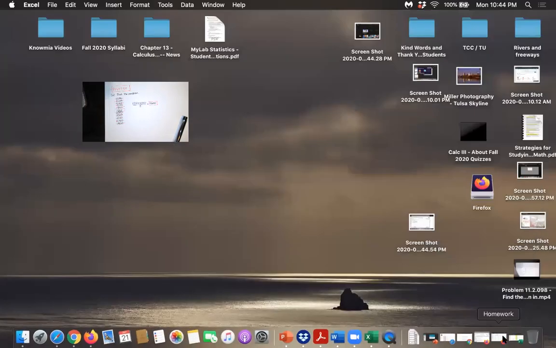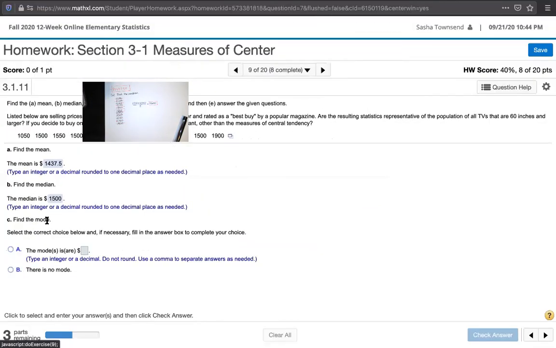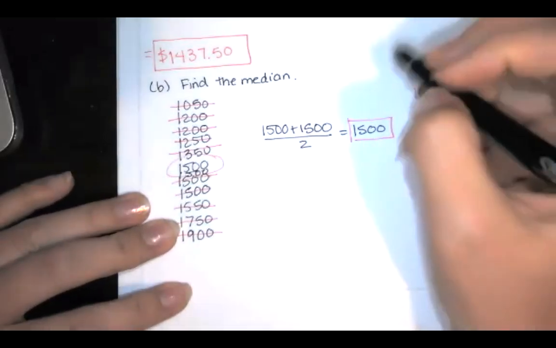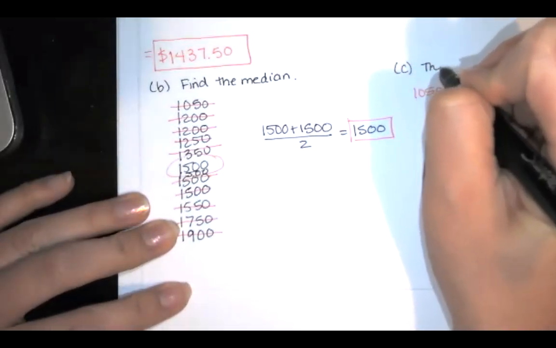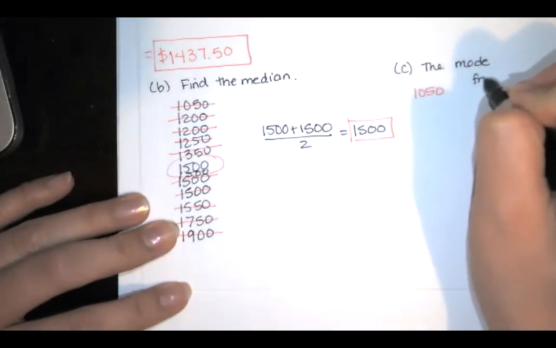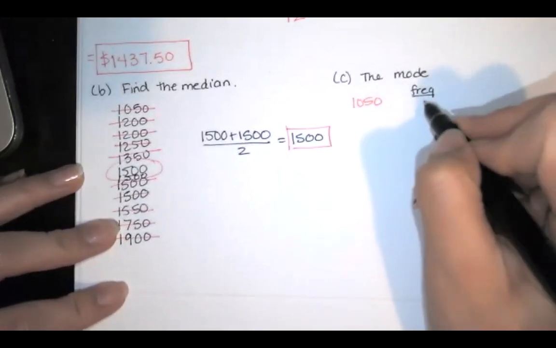Okay, so we've got that. Let's go back to the homework. And now we want to find the mode. When you're finding the mode, you're looking for the number that appears the most often. So we had that 1050, it only appeared once. So I'm looking at each number and then I'm looking at its frequency, how many times it shows up.